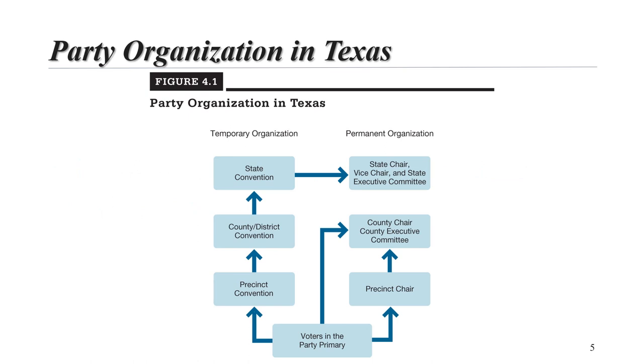Now, if you look in figure 4.1, it basically just gives you party organization in Texas. You see on the left side the temporary organization, the precinct convention, the district convention, and the state convention. And the semi or the permanent organization, you have the chair, permanent chair, the precinct chair, county chair, the executive committees, and so forth.